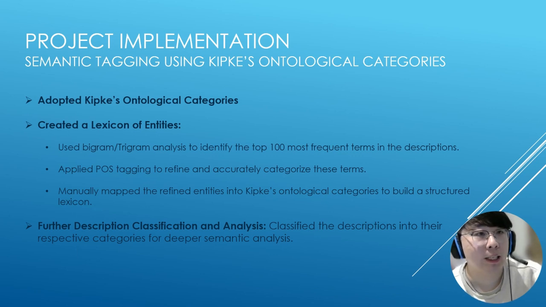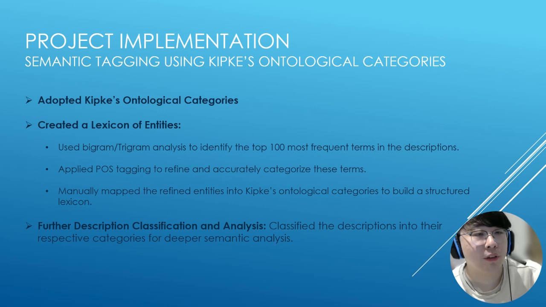Our approach for applying Cappy's framework involved several key steps. First, we create a lexicon of entities by using bigram and trigram analysis to identify the top 100 most frequent terms in the descriptions. By applying bigram and trigram analysis, we can focus on high-frequency terms rather than the entire descriptions, which improves the efficiency of our analysis. Next, we apply part-of-speech tagging to refine these terms, ensuring they are accurately categorized. Finally, we manually map the refined entities into Cappy's ontological categories, building a structured lexicon.